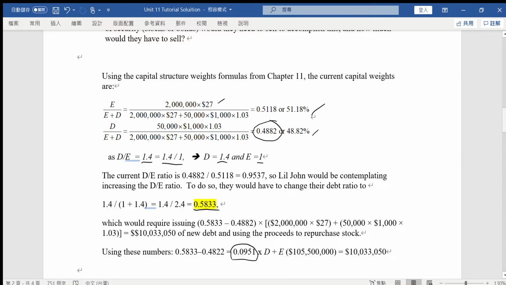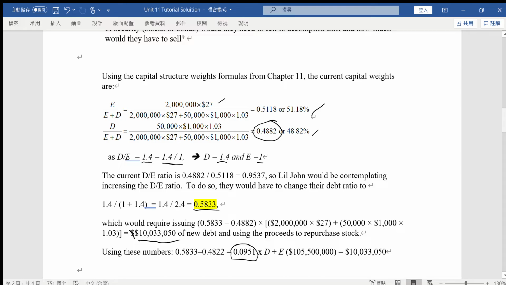the debt, replace the equities, and that means the bond amount will be increased, while the equity will be decreased. Okay, that's why we will make use of that to calculate, and finally, we can work out that there will be $10,033,050 new debt that should be issued in order to repurchase the equities or reduce the equities amount.